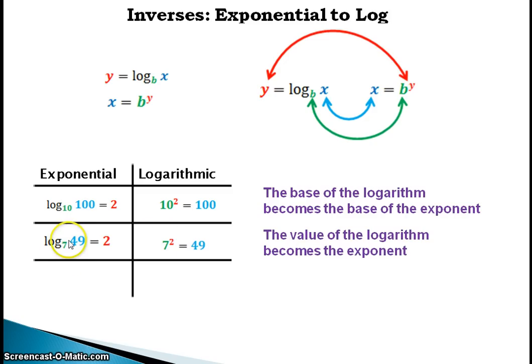Same here. We had a base of 7, so we have an exponent with a base of 7. The output of our log becomes the input of our exponential expression, and the input of the log becomes the output.